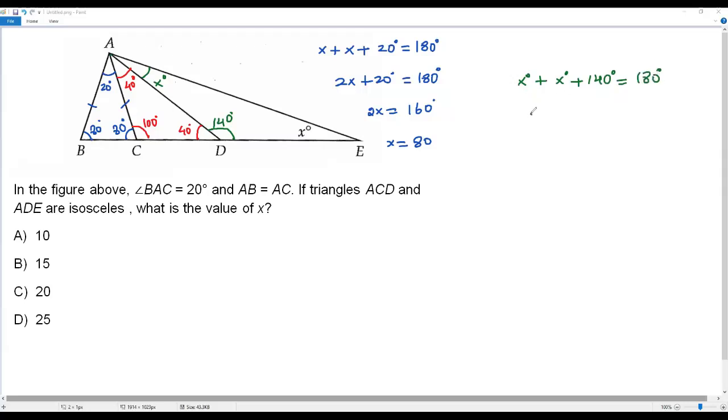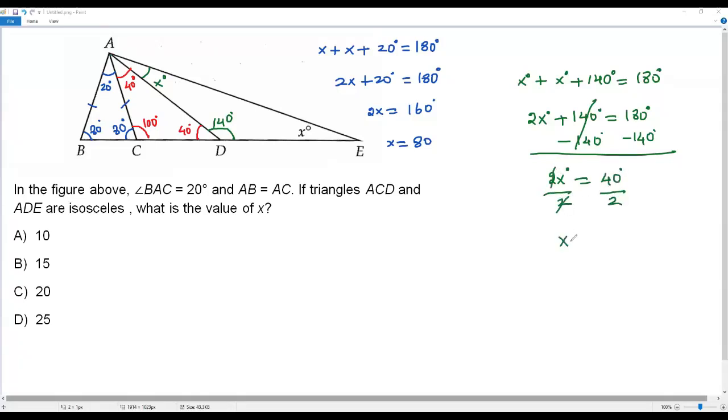Okay, x degrees + x degrees becomes 2 times x degrees + 140 degrees equals 180 degrees. Now we can subtract 140 degrees from both sides. When I do so, the positive 140 and negative 140 cancel. I'm getting 2 times x degrees equals 40 degrees. Now I divide both sides by 2. When I do so, this 2 will cancel. I'm getting x degrees equals 20 degrees. So therefore x equals 20. So we find 20 in option C. So the correct answer choice for this question is option C.